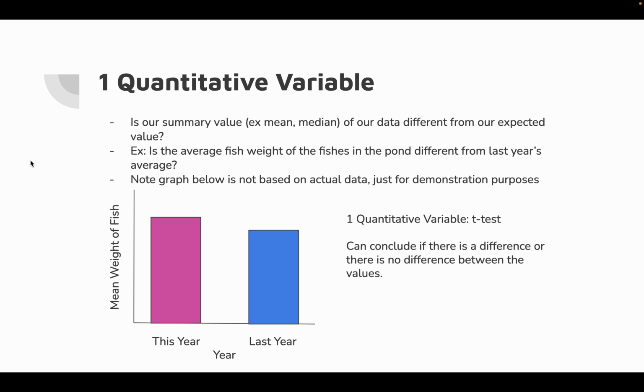Moving on to quantitative variables, if you have one quantitative variable, we can see if our summary value, for example a mean or median, of our data differs from our expected value. This is some value that we already had from before we started the experiment. For instance, is the average fish weight of the fish in the pond different from last year's average? When we're doing a one quantitative variable test, we call this a t-test, and we see if there's a difference or there's no statistical difference between the value that we got and our expected value.